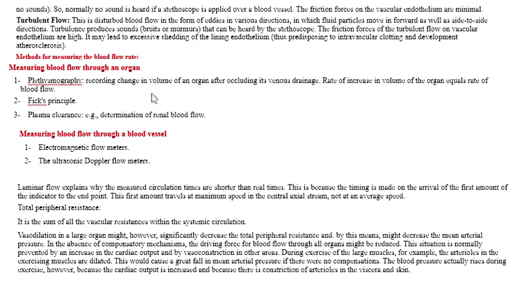Okay, there is a principle called the Fick principle also, and the plasma clearance determination of renal blood flow. Okay, the plasma clearance. These are for measurement of blood flow through the organs. I talked about these three: the plethysmography, the Fick, and the plasma clearance, through the organs.